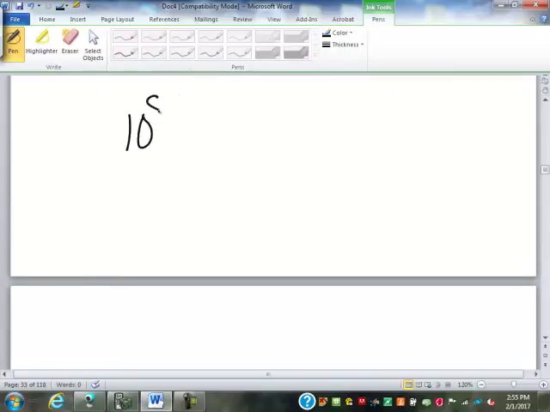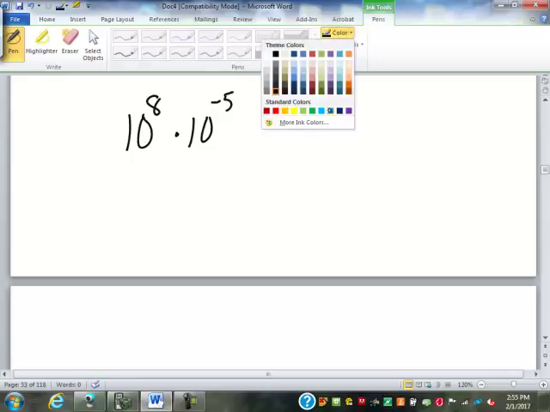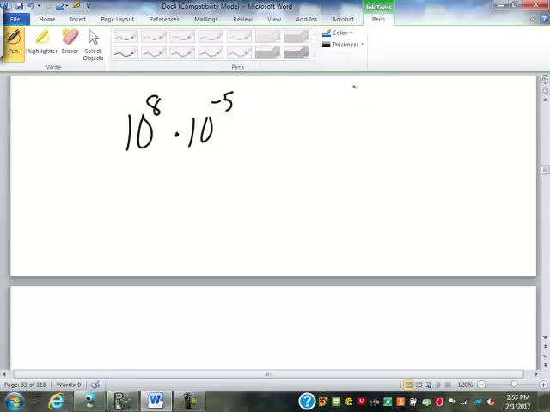Well, let's do this together. What would 10 to the 8th times 10 to the negative 5th be? Well, remember, when we're multiplying exponents, we add powers. So this is going to be 10 to the power of 8 plus a negative 5. So we've got 8 and negative 5, that is 3.